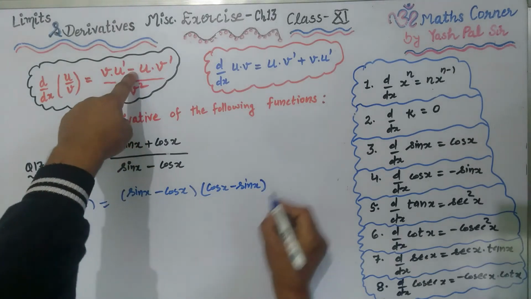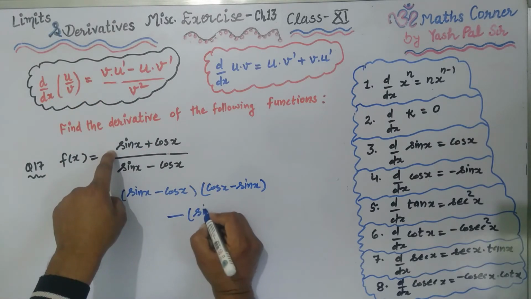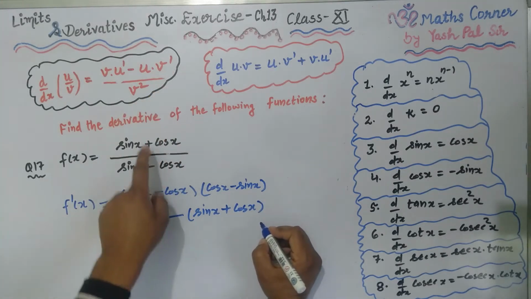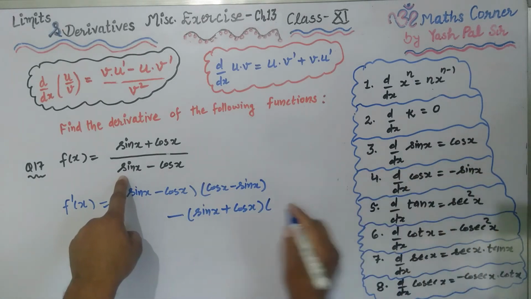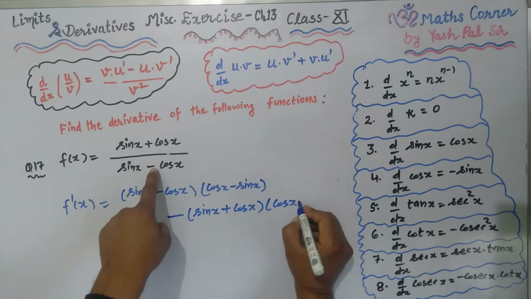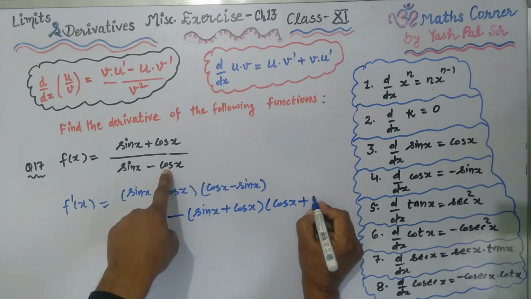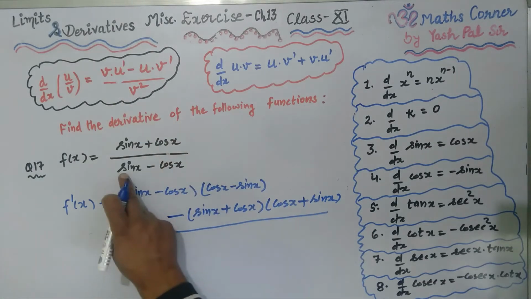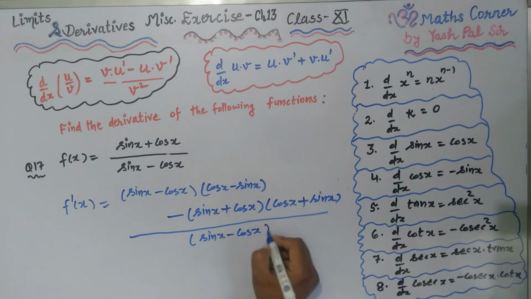Okay, next is minus, u meaning numerator, sin x plus cos x, into v dash. v dash means derivative of denominator: sin x derivative is cos x, minus, cos x derivative is minus sin x, so this minus minus becomes plus sin x, whole divided by v square, this square, (sin x minus cos x) whole square, denominator whole square, right?